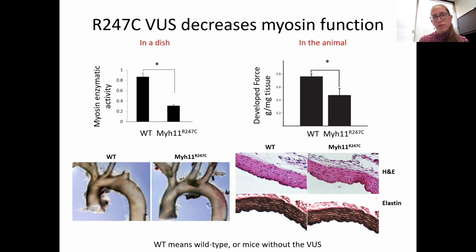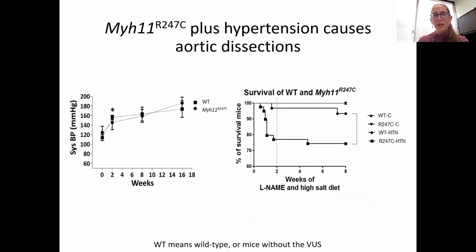And the most common risk factor for aortic disease in patients is hypertension. So we asked, what happens to this mouse model if we increase the blood pressure? We did this by feeding the mice a high salt diet and also giving them a drug. And mice have a similar normal blood pressure to humans. The top number should be 120 and the bottom number should be 80.